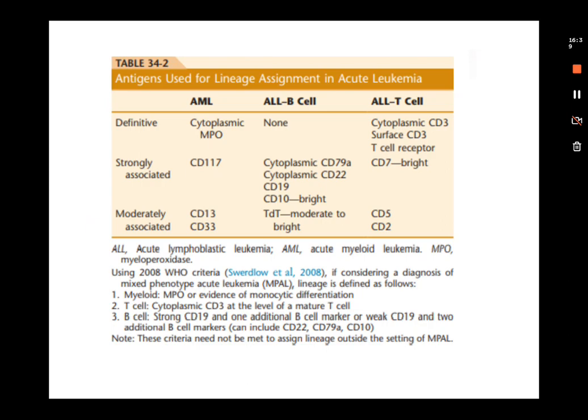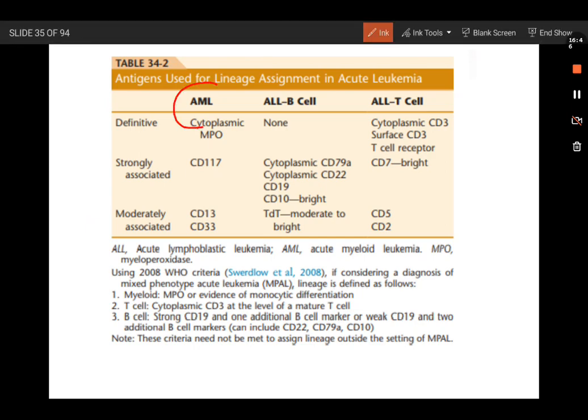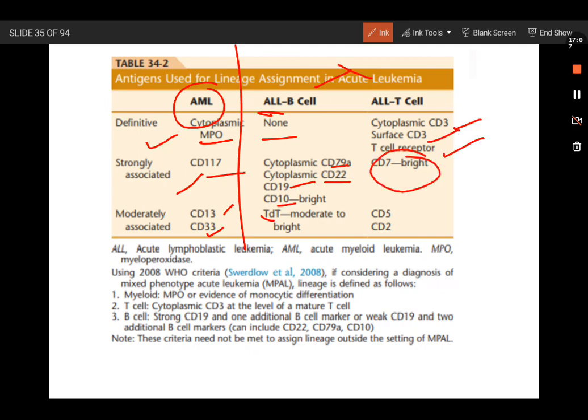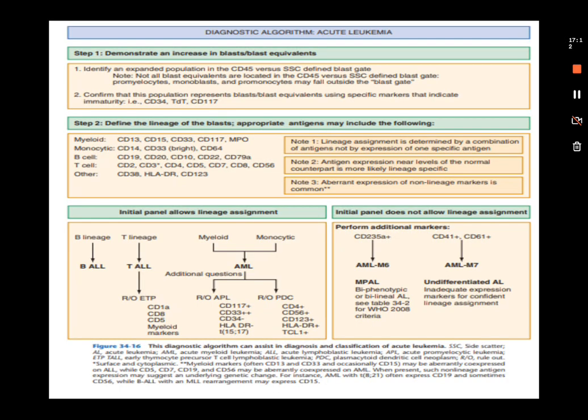Okay, so lineage assignment in acute leukemias. For myeloid lineage we have cytoplasmic MPO, CD117, CD13 and CD33. Then we have lymphoid, which can be B-ALL or T-ALL. For B we have CD79A, CD22, CD19, CD10, and TdT. For T we have surface and cytoplasmic CD3, T cell receptors, bright CD7, and CD5 and CD2. These are markers which we have already discussed.